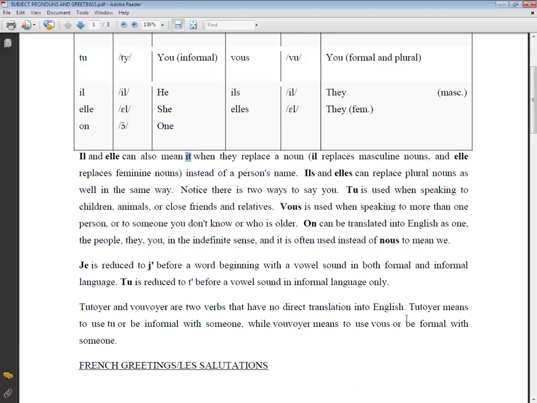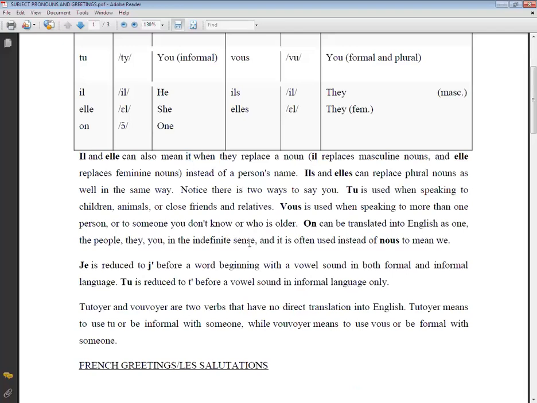Now, on. On can be translated into English as one, the people, they, you, in the indefinite sense.